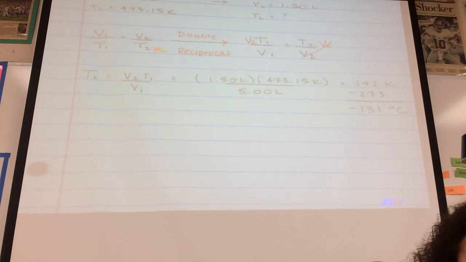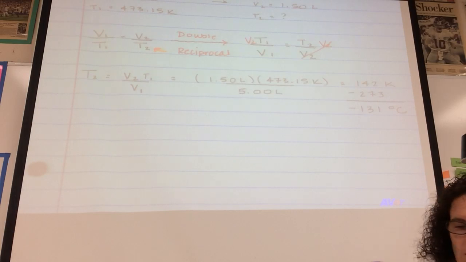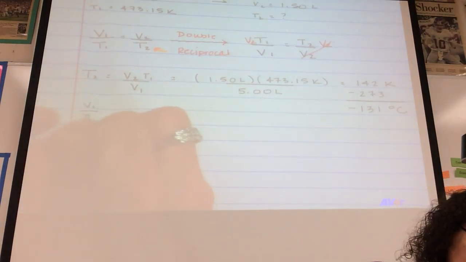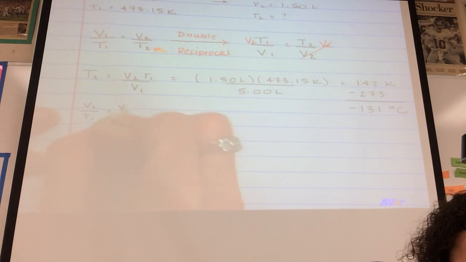Yep. Are we going to be given these formulas on the quiz? I'm going to give you one formula that combines them all together, and I'll show you that one in about 10 minutes. All right? From the one formula, you have all of them there. So at this point now, Charles' law shows the direct relationship between volume and temperature.